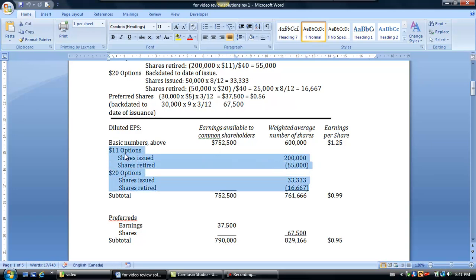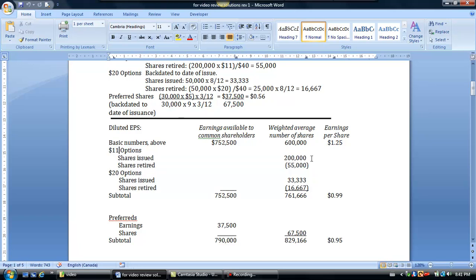Well, we always put first the options that will create the greatest impact in the WACs, because that's going to give you the most dilutive position. Which means I'm going to be issuing more shares with the $11 options, and more new shares than with the $20 options. So these options go first because they lead to the most new shares being issued. Your most dilutive position comes up first.